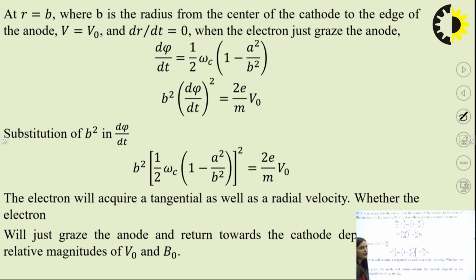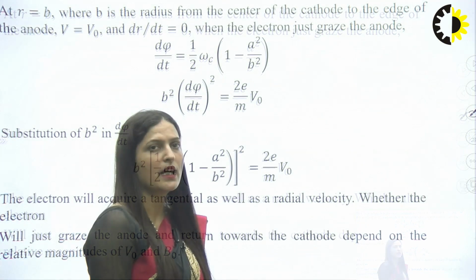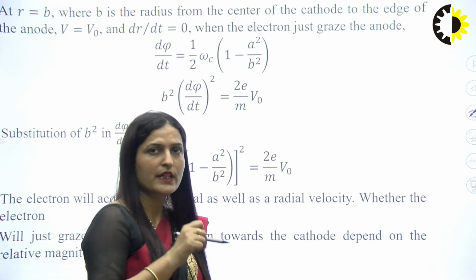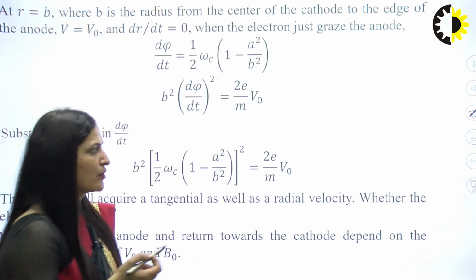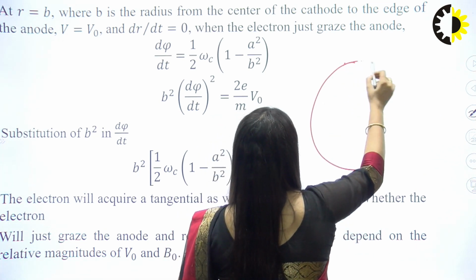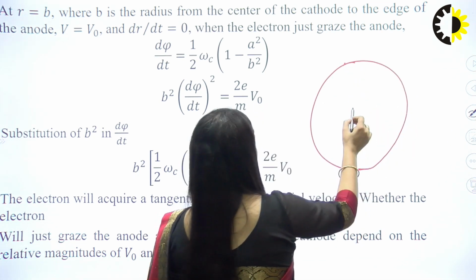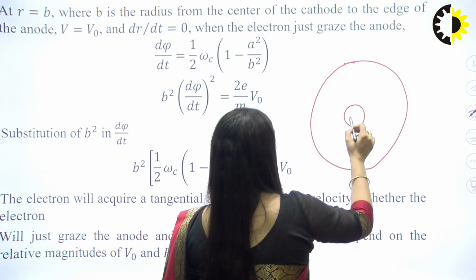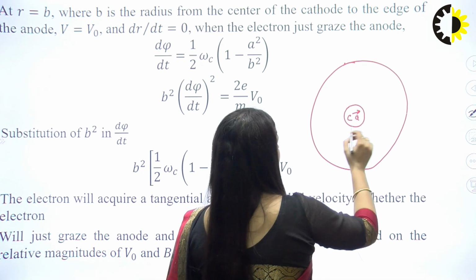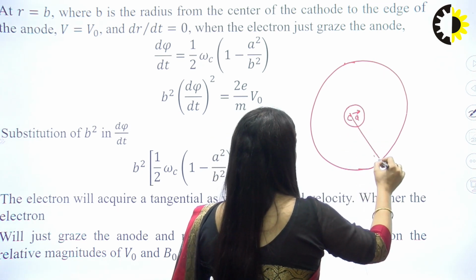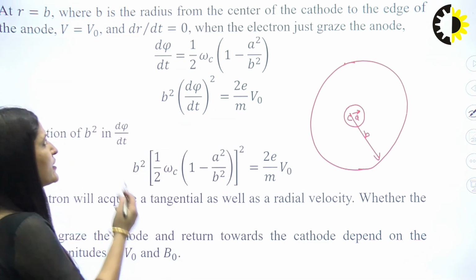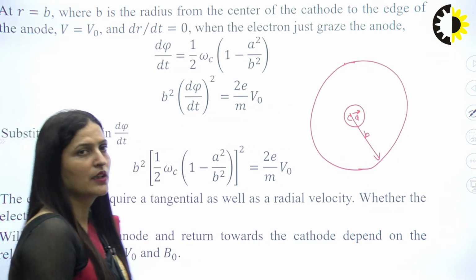So at r is equal to b, next case when r is equal to b, where b is the radius from the center of the cathode to the edge of the anode. See here, if I am drawing a circular magnetron, so this is your cathode, C, and the radius of the cathode is a, and now the radius of this complete structure is b. So case when r is equal to b, right?